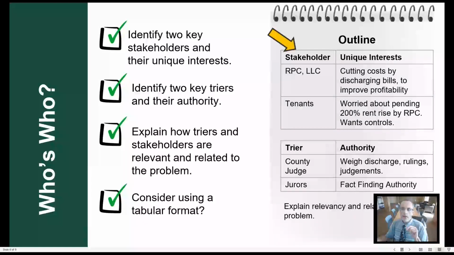For example, the stakeholder table has two columns. The first column lists all the stakeholders, and the second column lists all their unique interest. And remember, each stakeholder group has their own interest, therefore they are unique. Below that is the trier table, for lack of a better term. The first column lists who the trier is, and then to the right, the authority of the trier. As you can see, authority differs between each kind of trier. And at the end, have a paragraph or so that explains the relevancy or relationships of these stakeholders and these triers to the problem. If you follow this, I think your Who's Who section is going to be pretty straightforward.